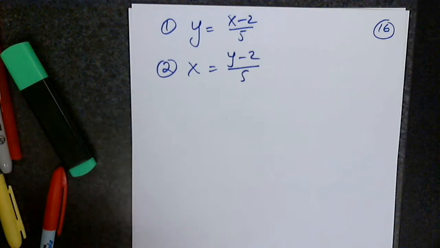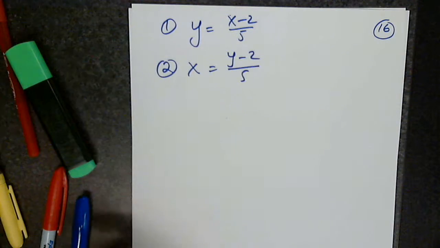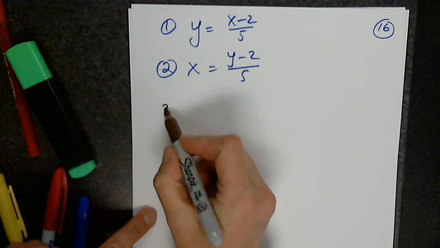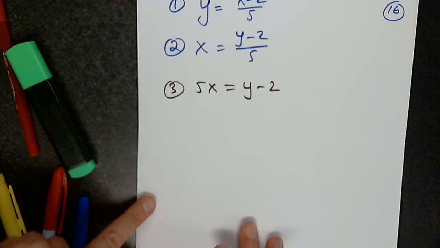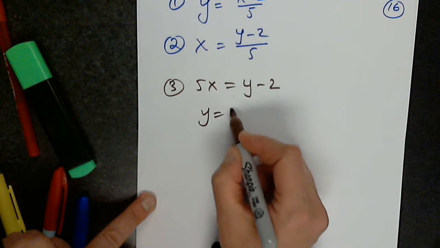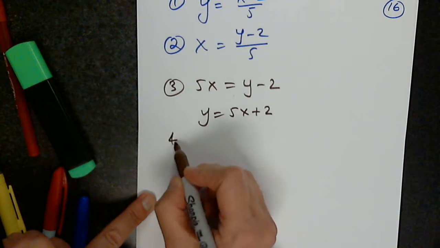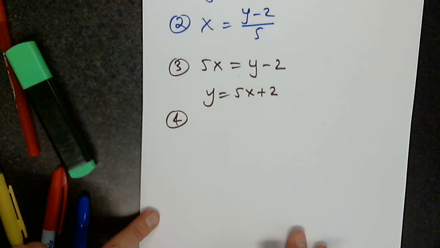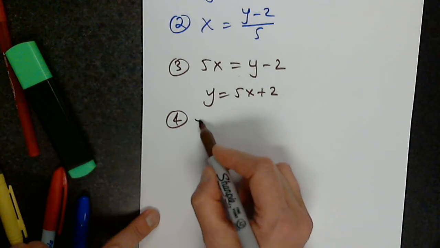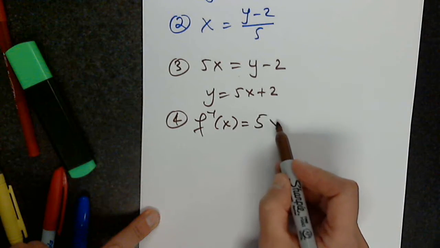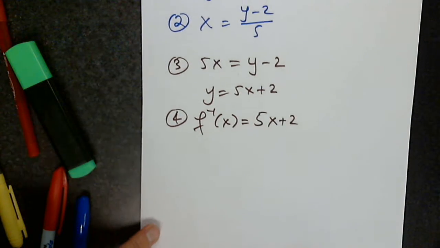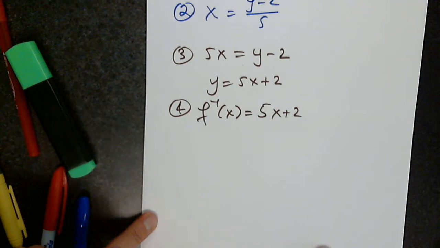What should I do next? Good. How do I do that? Excellent. 5x equals y minus 2. Good. So y equals 5x plus 2. And in step 4, I'm done. But I have to state that f inverse equals 5x plus 2. Good. Any questions?